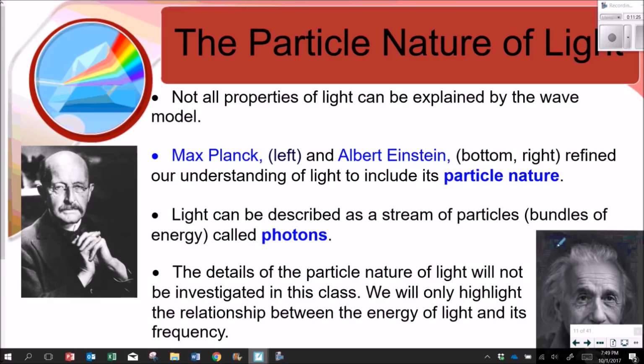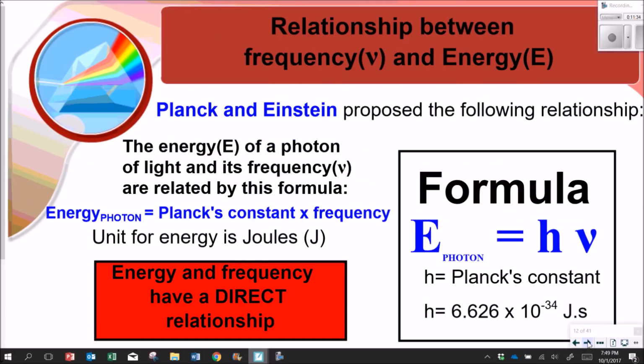The details of the particle nature of light cannot be discussed in this class, but we will highlight the relationship between energy and frequency of light. So Planck and Einstein proposed the following relationship. The energy of a photon of light and its frequency are related by the formula energy equals Planck's constant times the frequency. And there is the formula over here.